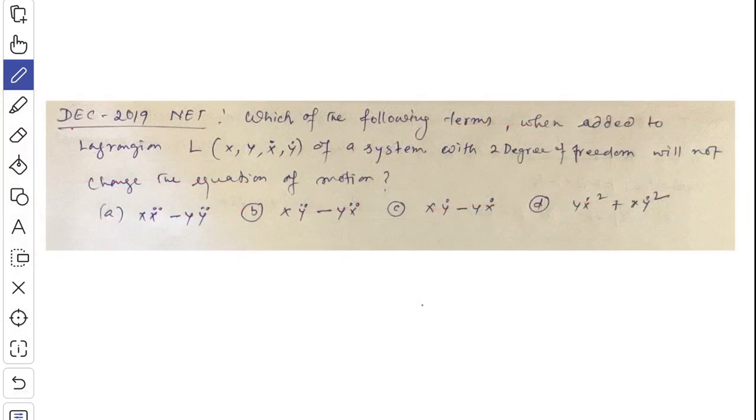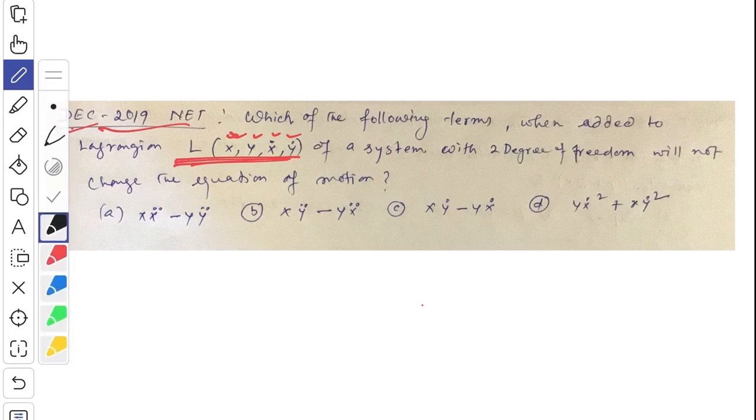This question is from CSIR NET 2019 December. Here, this is the Lagrangian, which is a function of x, y, and x dot, y dot in 2 dimensions. So we need to find which option will satisfy the equation of motion, that means the Euler-Lagrange equation in this case. First of all, here you see, the Lagrangian is a function of x, y, x dot, y dot. We don't know the Lagrangian, so we have to solve it from the options.